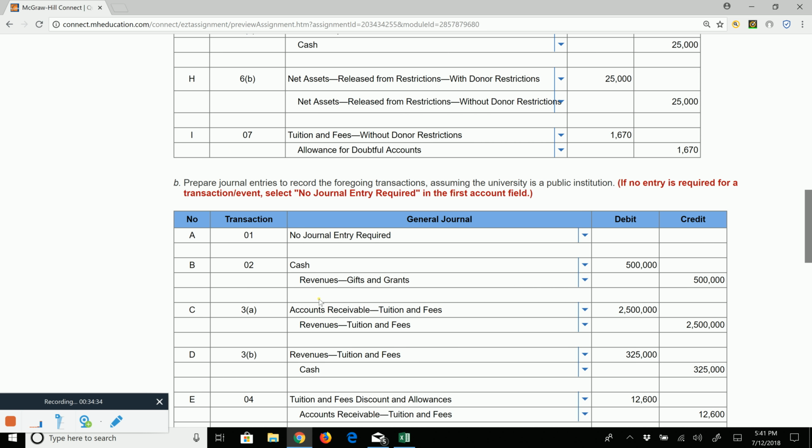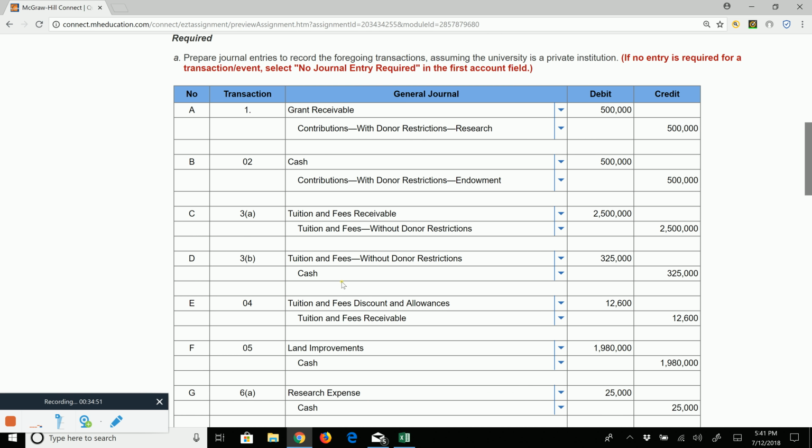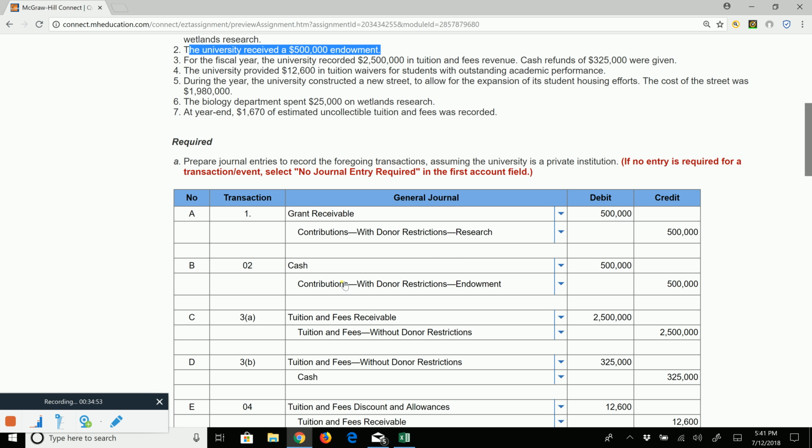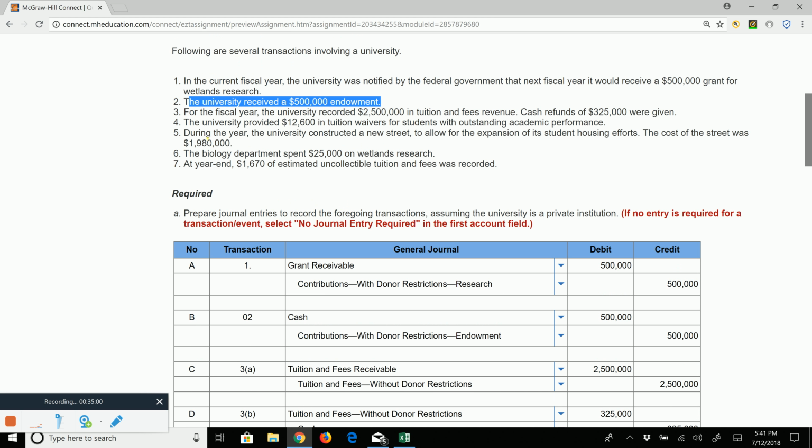In a public university, very similar, debit cash, but remember, we don't need to keep track of the different categories of revenue like a private university would have to. So we'll just simply credit revenues for the gift and grant. A little bit different. All right, now, revenues and contributions are similar in the way they're handled on the operating statement, but there are some differences.